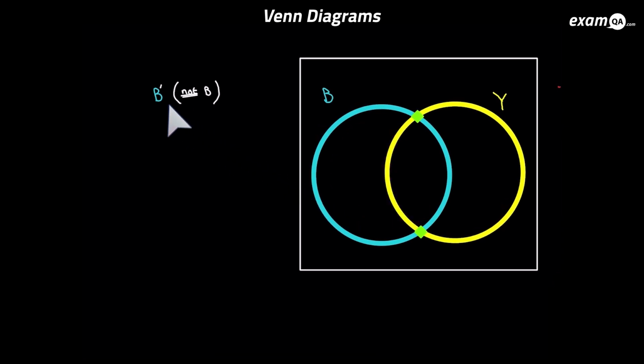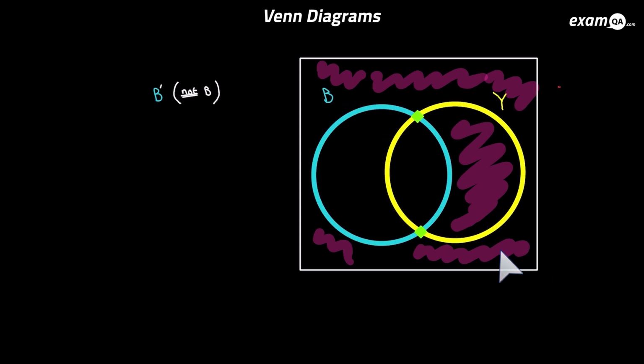Now we've got B with apostrophe. And what that means is not B. So which region is that? This bit. And of course, it's the outside as well, because that's also not B. So it's everything outside the B circle.